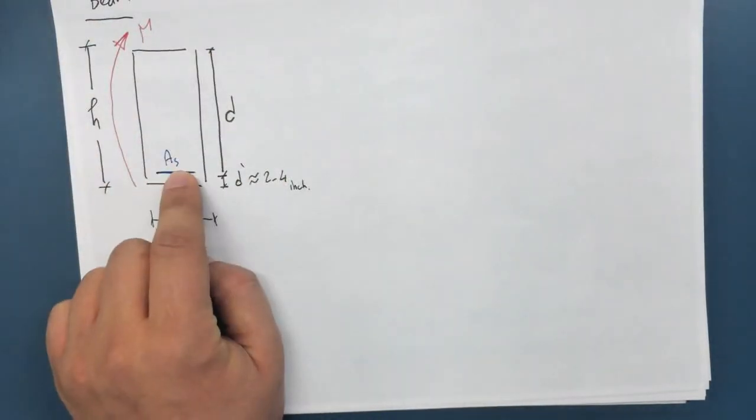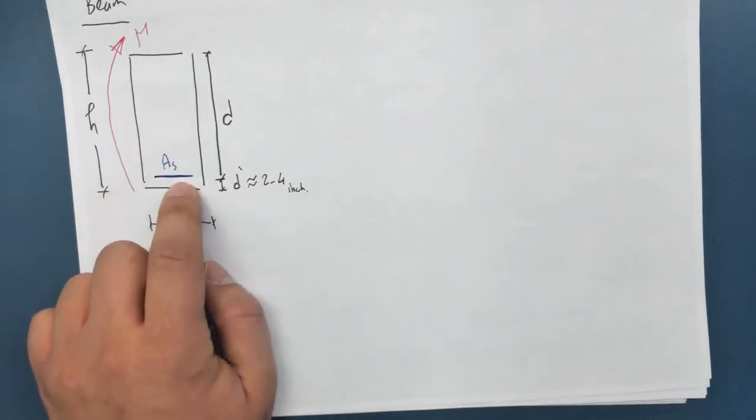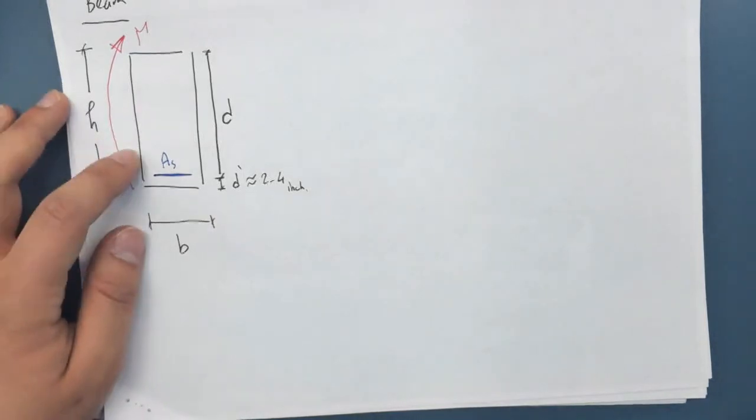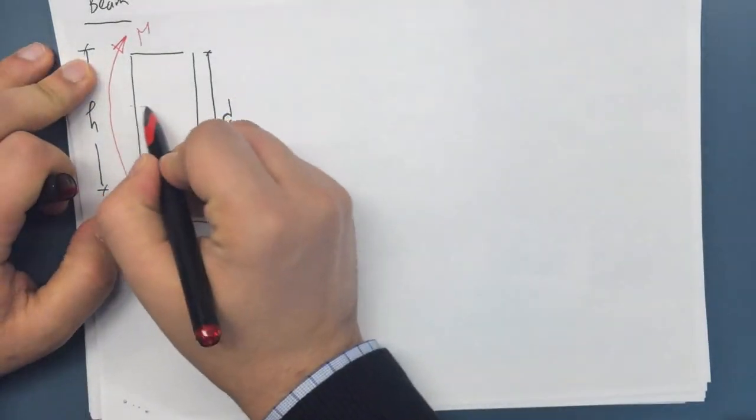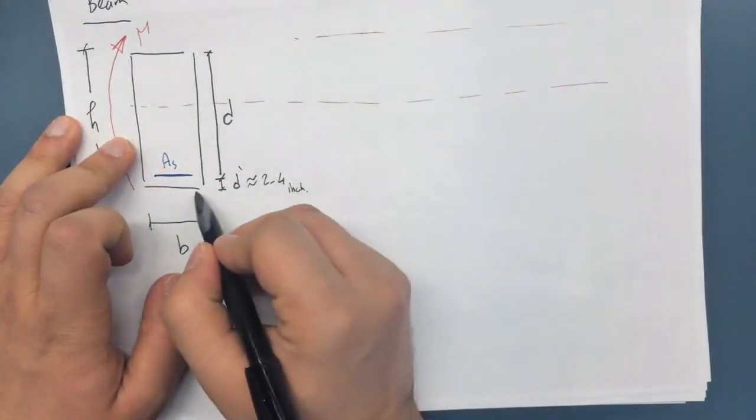So what we want to understand is what is the capacity of a section like this. If I know what is my area of steel, if I know what is my depth, if I know what is my breadth, what is the moment capacity of this section? To do this, we have to look at the stress and strain distributions, which again quickly, they look like this.